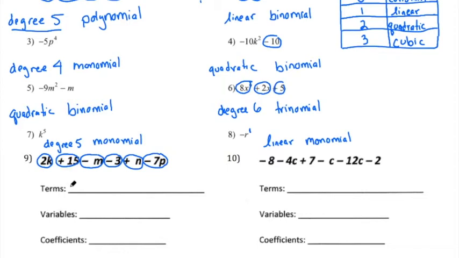Whoa. Okay, so I'm going to list those out. Here are my terms. 2k. I'm going to just separate them with commas. Positive 15. I don't need to write the positive.